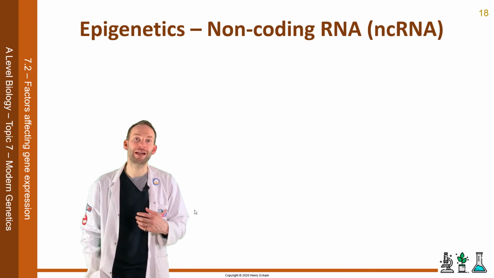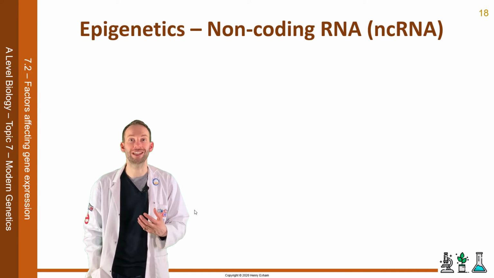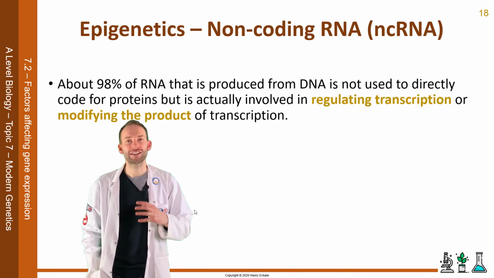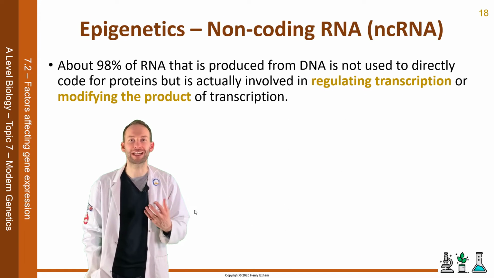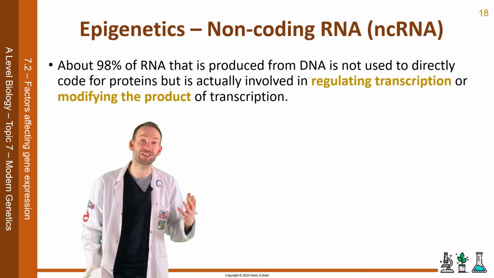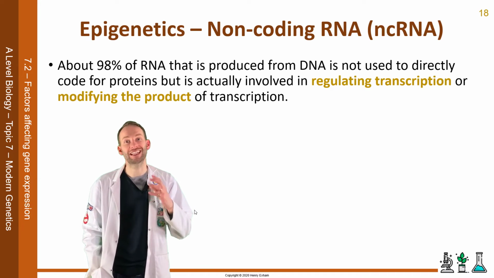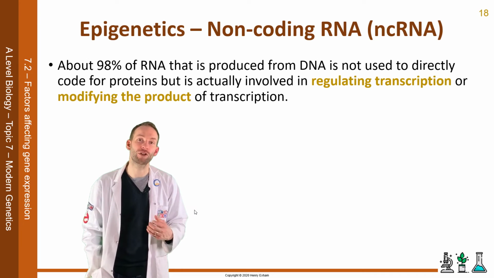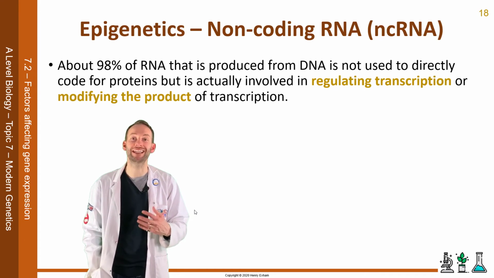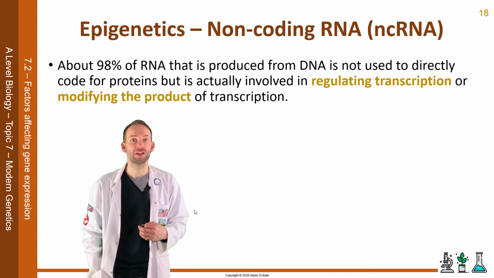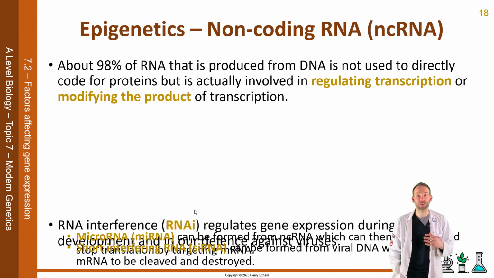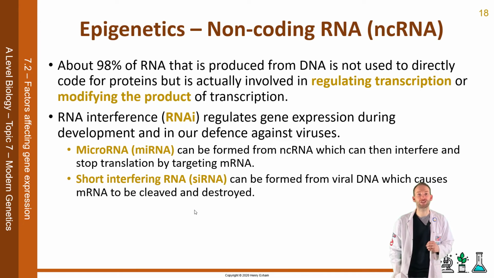Now the last example of an epigenetic factor is something called non-coding RNA, ncRNA. This is the fact that actually 98% of RNA that's produced from DNA is not actually used to directly code for proteins. It's actually involved in regulating transcription or modifying the product of transcription. So most of the RNA actually is involved in some kind of gene expression. Now RNA interference regulates gene expression during development and in our defense against viruses as well.